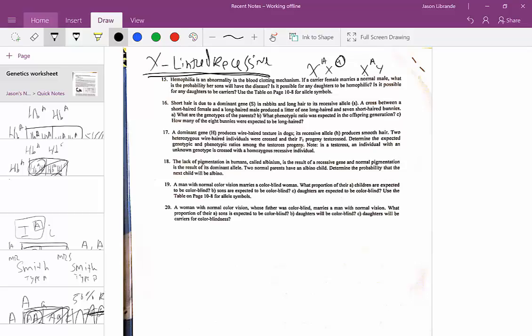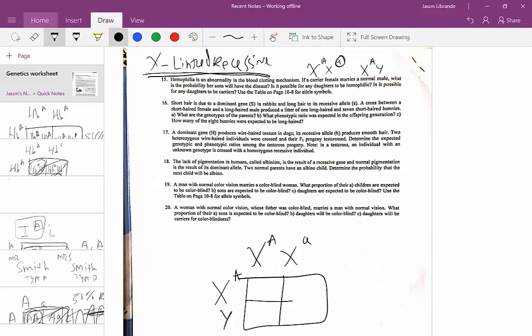So what is the possibility that your son will have the disease? Okay, let's do the Punnett square. Just like all the other Punnett squares with superscript letters, it works exactly the same way as a normal Punnett square. So just X uppercase A, X uppercase A, X uppercase A, X lowercase a, X uppercase A, Y, and X lowercase a, Y. Okay. So what is the probability her sons will have a disease?